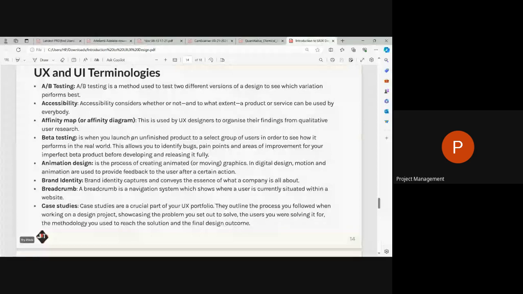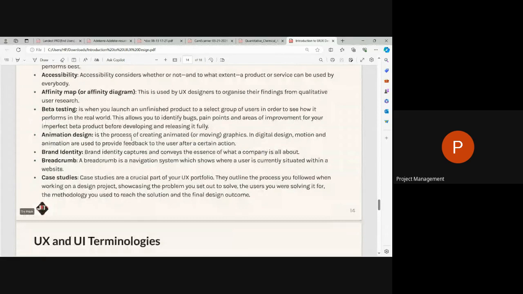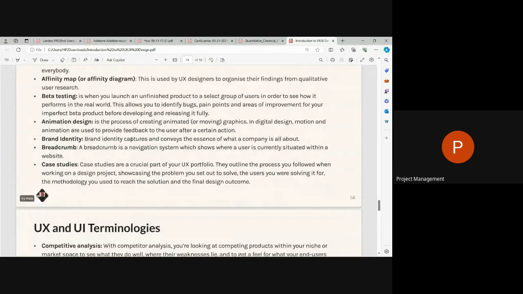Then we have beta testing. This is when you launch an unfinished product for a group of users to use it, to see how it's going to perform in the real world, in real life. So A and B testing and beta testing are types of usability testing, where you conduct user testing with some potential users to know how effective or functional your product is, or to know areas of improvement. Then we have animation design, the process of creating animated graphics.